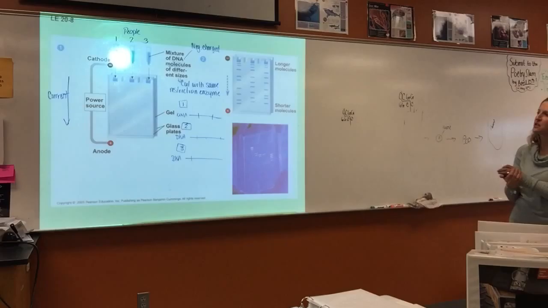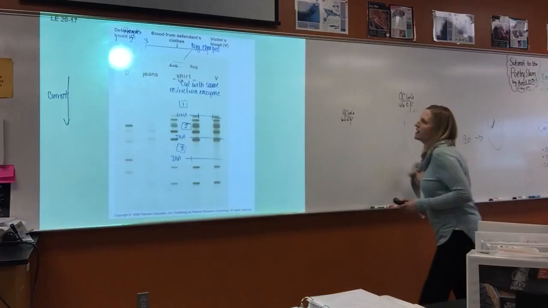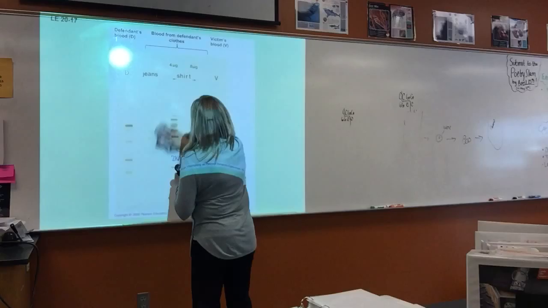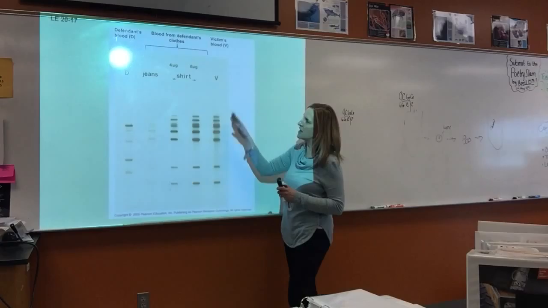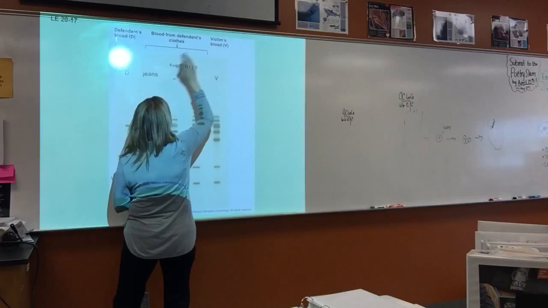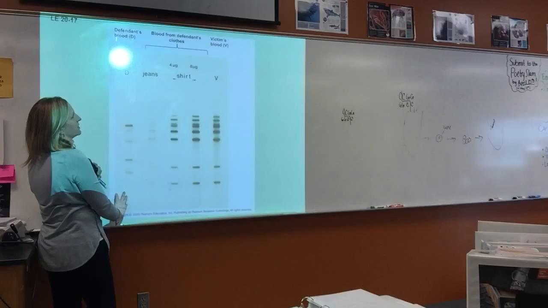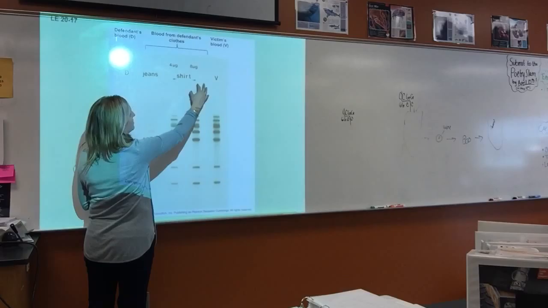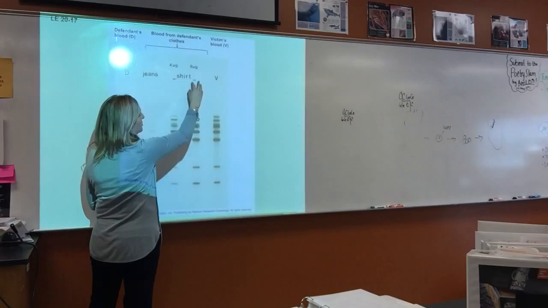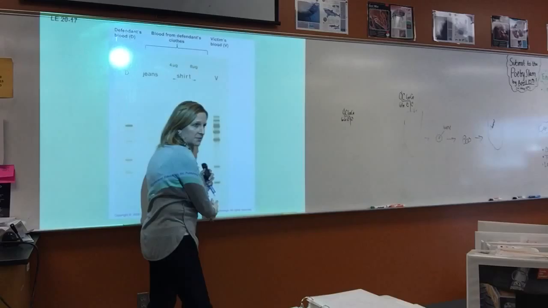An application of this is a criminal case. We have a defendant and a victim. This box here is supposed to be showing you the gel. You had five wells because we have five different samples of DNA. They ran the defendant's blood, and then they found three samples of blood from the defendant's clothes: one sample from the jeans, two samples from their shirt, two different samples. Then they ran it against the victim's blood, and the DNA for the victim.